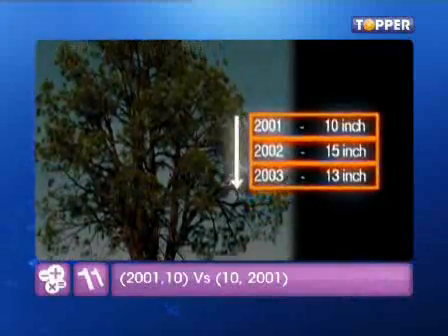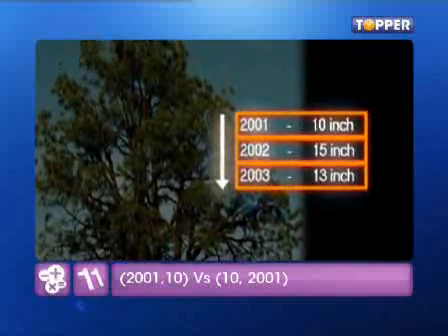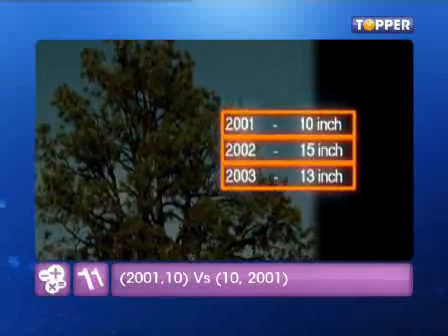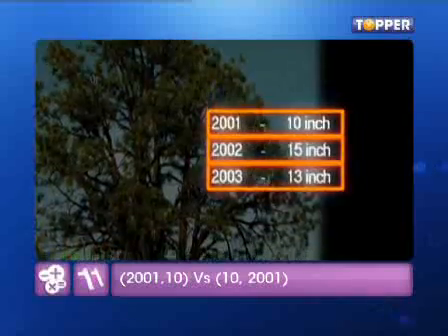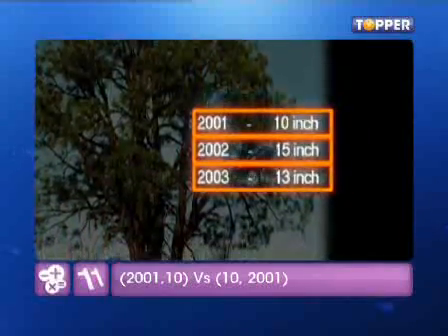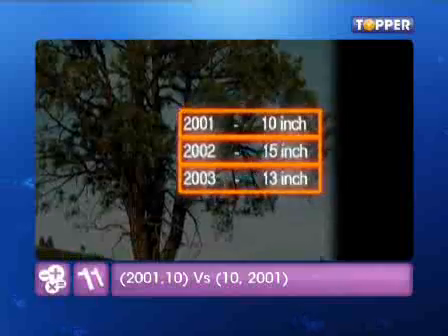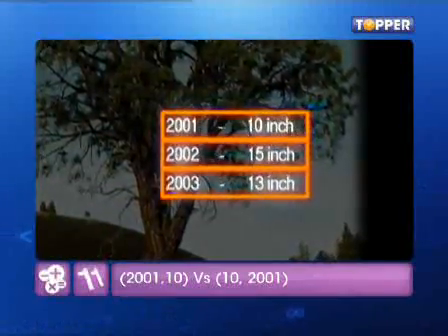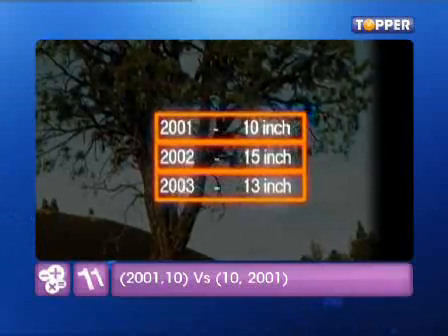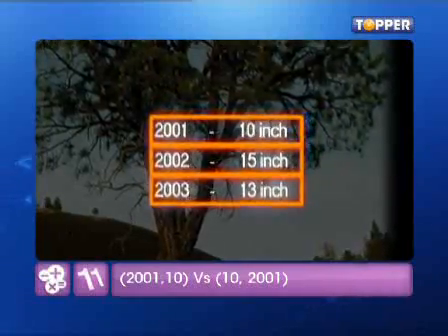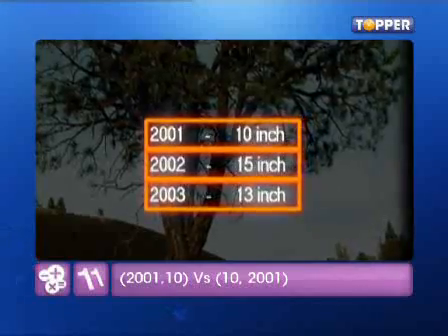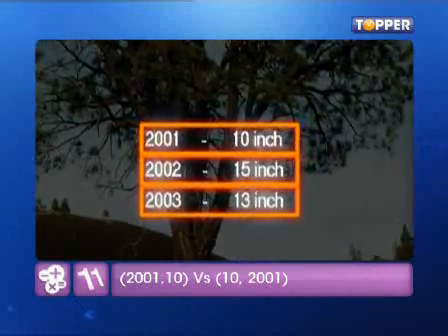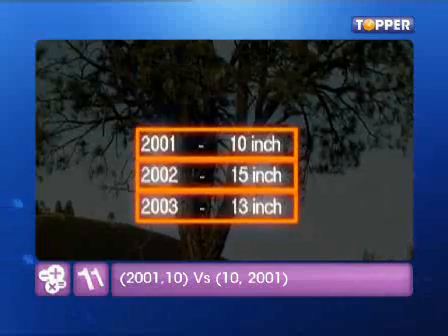Order, you see, is important here. 2001 10 is vastly different from 10 2001. The first piece of data says that the tree grew by 10 inches in 2001. The second is a bit far-fetched. The tree grew by 2001 inches in AD 10. Now that's what I would call a miracle.